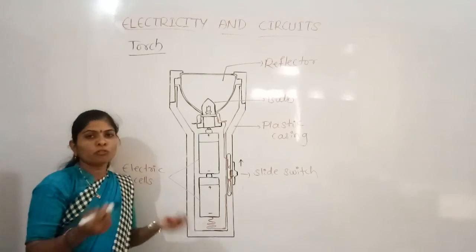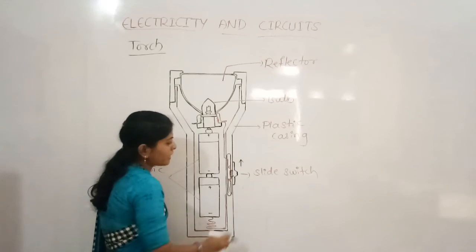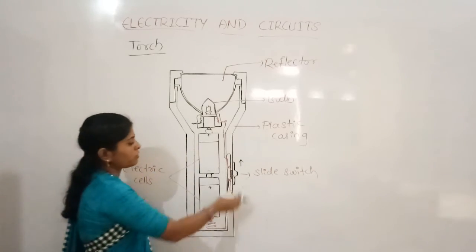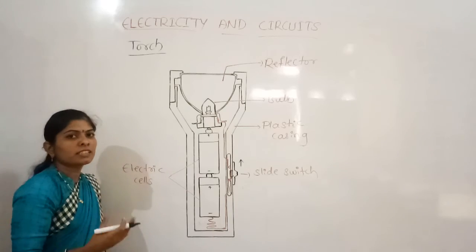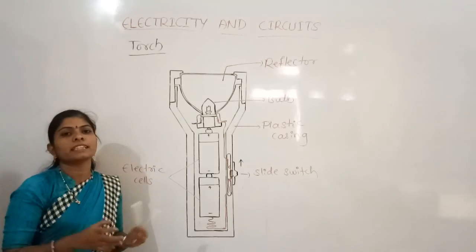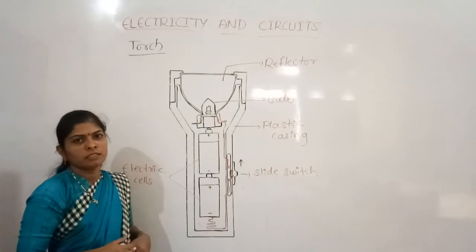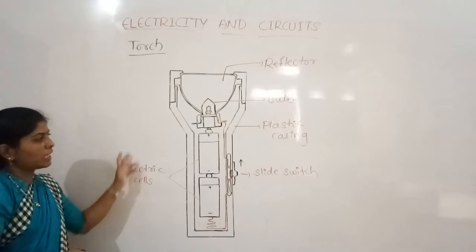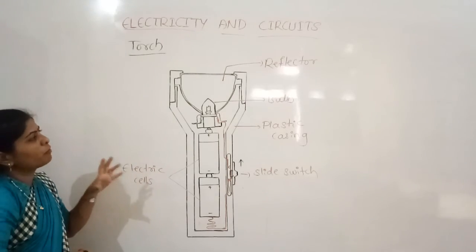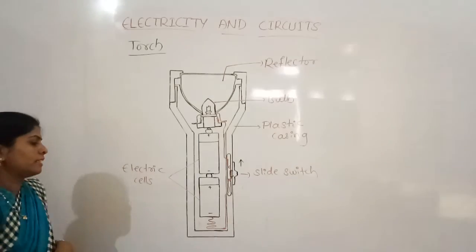When we want to switch off the torch, we just slide the switch back, and the connection will be cut here. When the connection is cut, we say that it is an incomplete circuit and the bulb will be off. So this is how the torch works, and this is the inside view of the torch. Okay, do you understand? Yes.